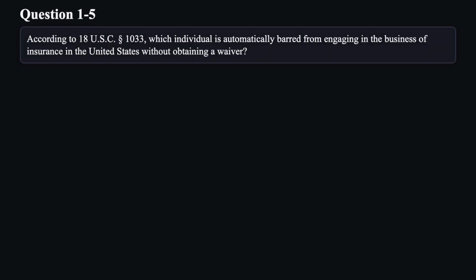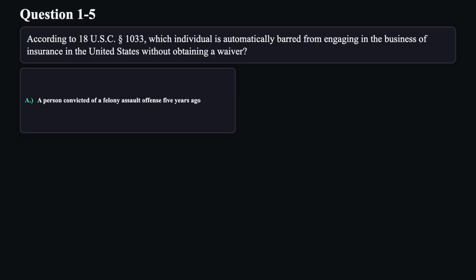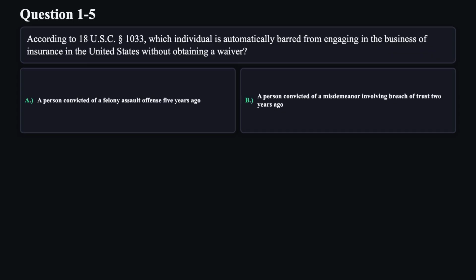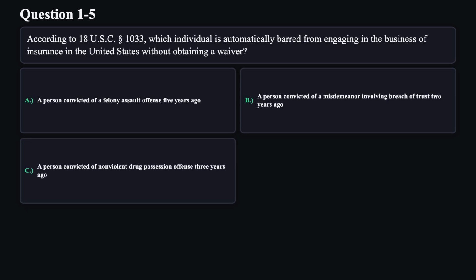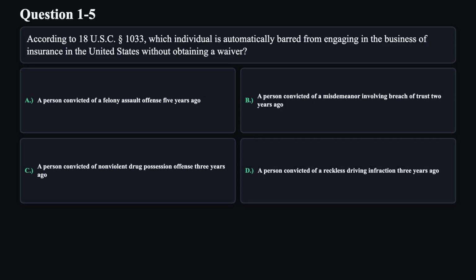Question 5. According to 18 U.S.C. Section 1033, which individual is automatically barred from engaging in the business of insurance in the United States without obtaining a waiver? A. A person convicted of a felony assault offense 5 years ago. B. A person convicted of a misdemeanor involving breach of trust 2 years ago. C. A person convicted of nonviolent drug possession offense 3 years ago. D. A person convicted of a reckless driving infraction 3 years ago.